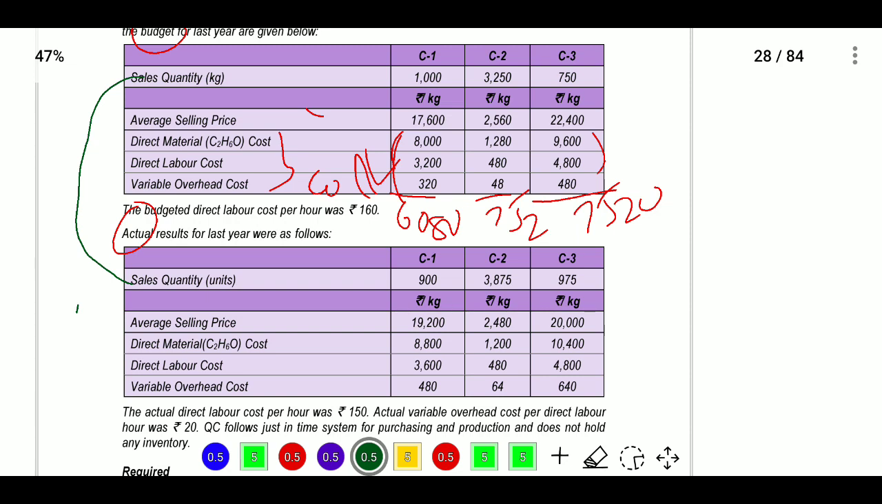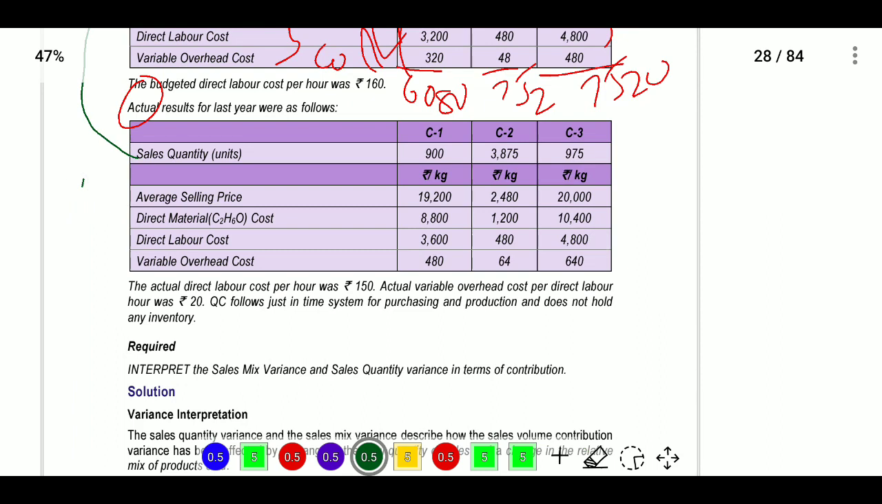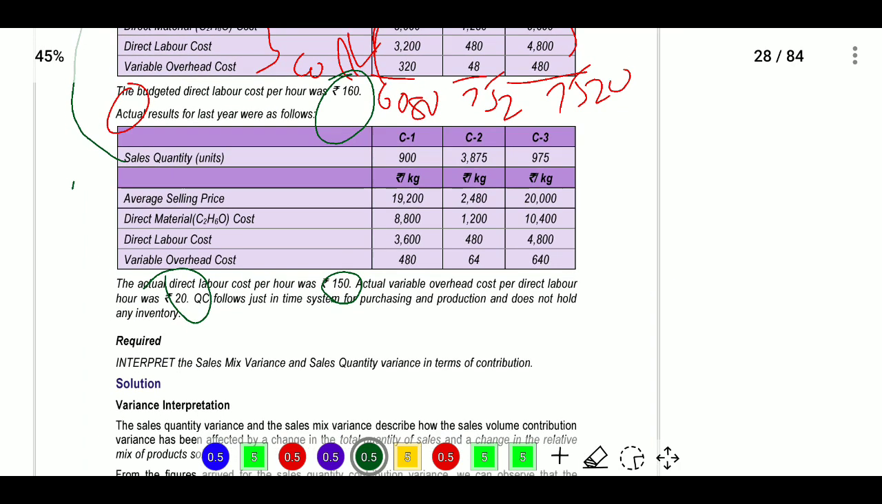Next, the actual selling price, direct material cost, direct labor cost, variable overhead cost. Next, the actual direct labor cost per hour was 150 rupees, whereas last time it was 160 rupees per hour. Actual variable overhead cost per direct labor hour was 20 rupees. Next, QC follows just in time for purchasing and production and does not hold any inventory.